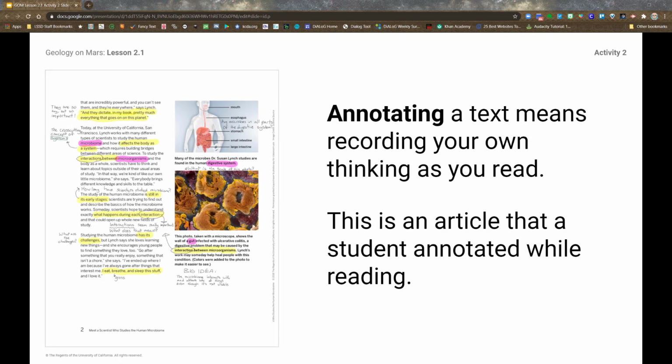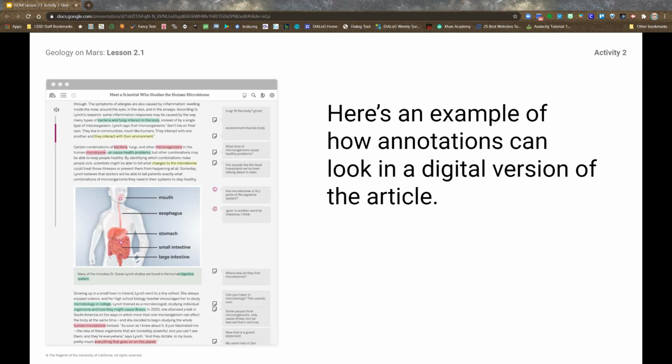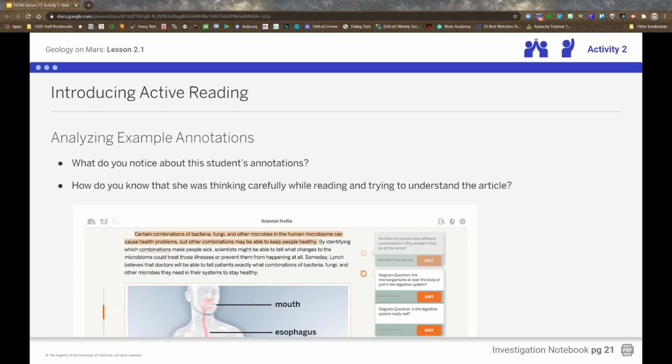Annotating a text helps readers keep track of what they are thinking and helps them remember the ideas and concepts they are reading. Looking over example annotations will help us get a sense of the thought process involved in active reading. Here's an example of how annotations can look in a digital version of the article. If you have a digital partner, read the annotations and quickly discuss the questions.